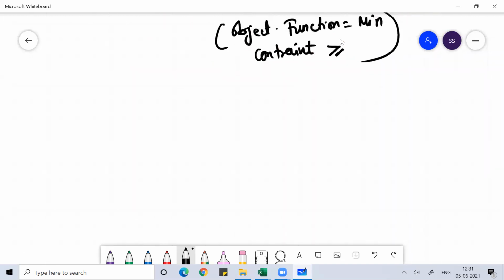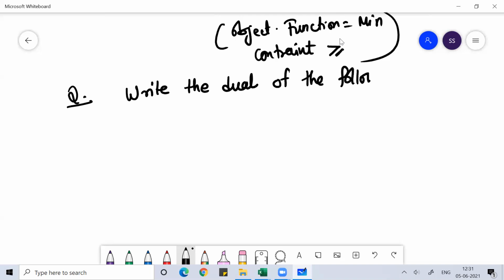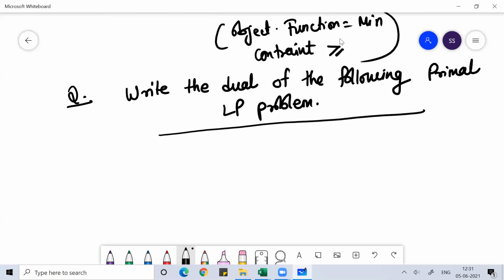Instead of talking theory, let me first give you an example to understand what I mean. Suppose this is the problem. Write the dual of the following primal LP problem. No matter how much theory I write in this subject, you will not understand until I actually do the problem.